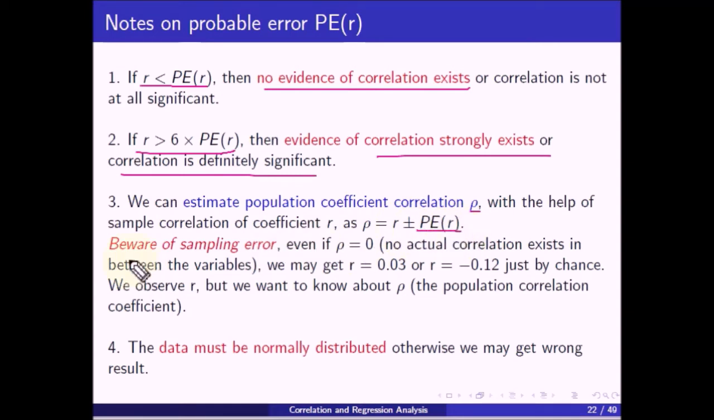So be aware of sample error. If rho is equal to 0, no actual correlation exists between the variables, we may get r equal to 0.03 or r equal to minus 0.12 just by chance. We observe r, but we want to know about rho, the population correlation. The data must be normally distributed, otherwise we may get wrong results.